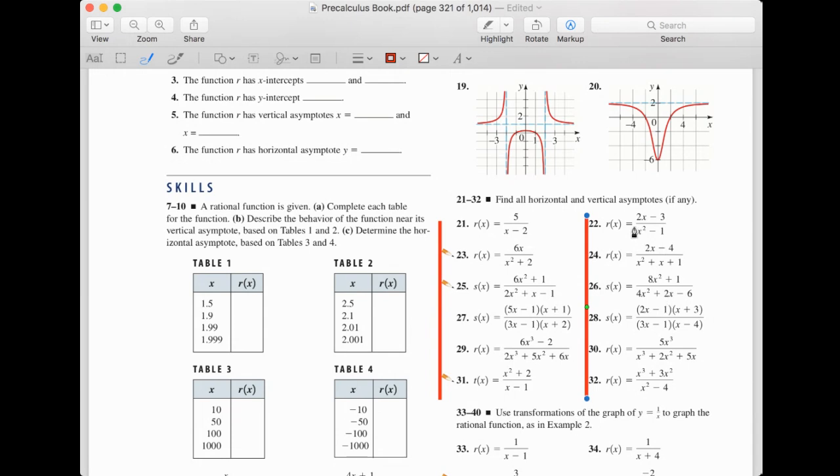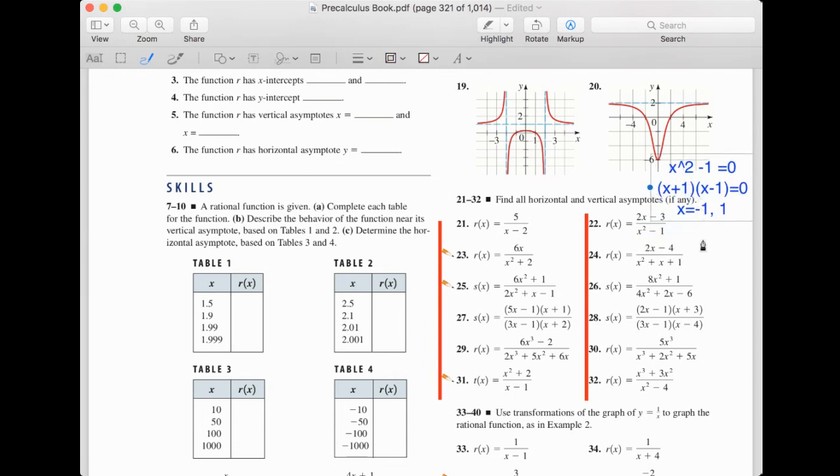Let's figure out the vertical asymptote first. For vertical asymptotes, I look at the denominator. I have x squared minus 1. Let me set that to be 0. So x squared minus 1 equals 0. I can factor this as x plus 1 and x minus 1. Then this equals 0, that means x equals -1 and 1. So I have two vertical asymptotes. When the denominator is 0, that gives me vertical asymptotes.